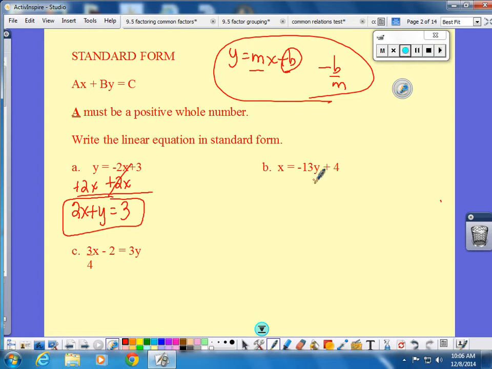Alright, let's look at this problem. To put it in standard form, the y needs to be with the x. Remember, it's x, and then y, and then the equals, and then the constant. So my y is over here on this side, my x is positive over here. So I would add 13y to both sides. And x plus 13y is equal to 4. Now that is in standard form.